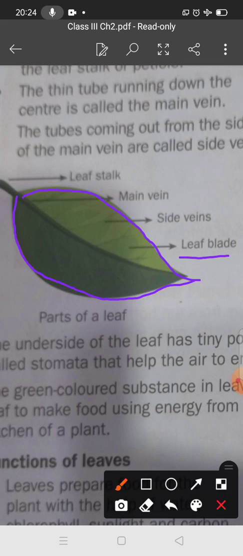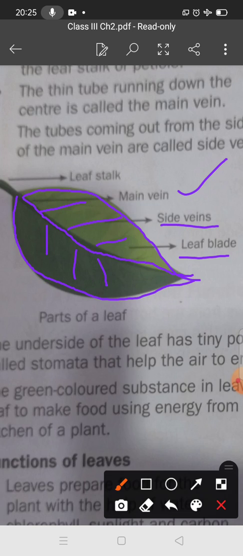And each leaf has a tube in the middle. You can see there is a middle tube. This is called the main vein. Understand? And many side tubes arise from the main vein. These are called side veins. And these veins carry water to all parts of the leaf.